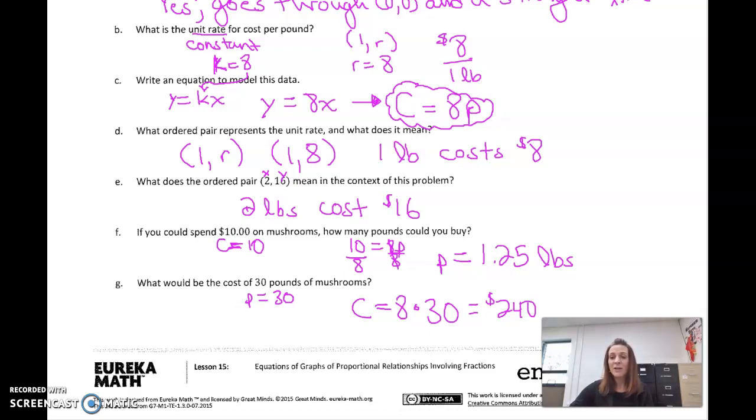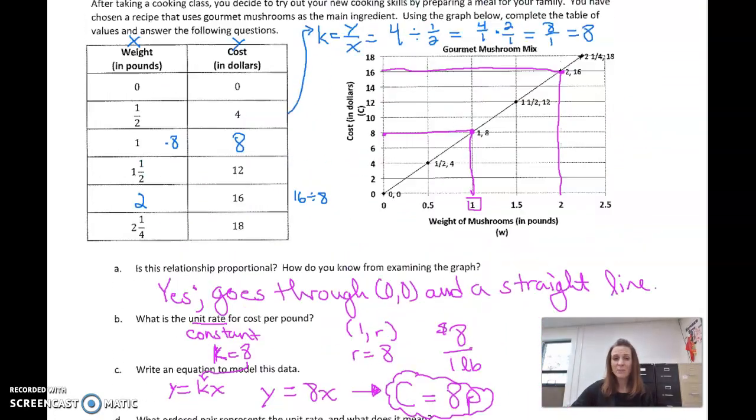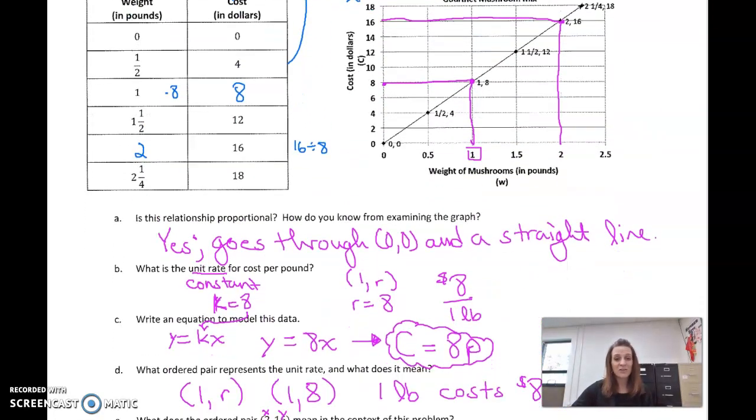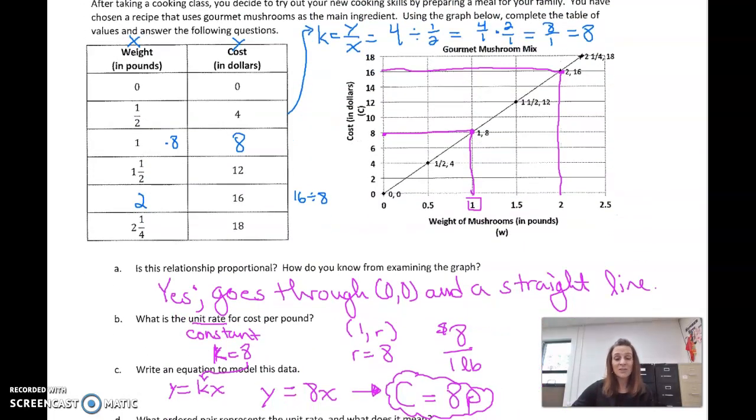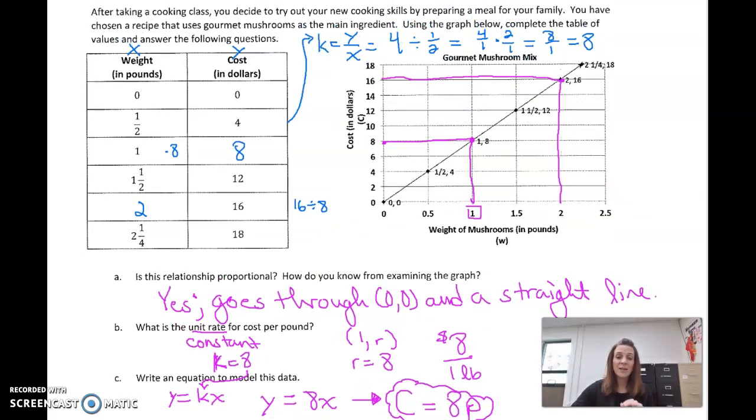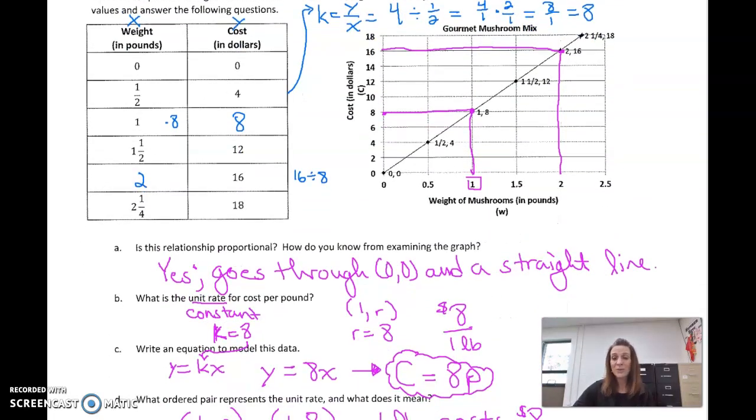So the big thing I want you to remember here, guys, is it's really not different than what we've been doing. The difference comes where we start dealing with some fractions. Even though there weren't a lot of fractions on this page, we're still talking about proportional relationships and what that means for the relationship between X and Y.